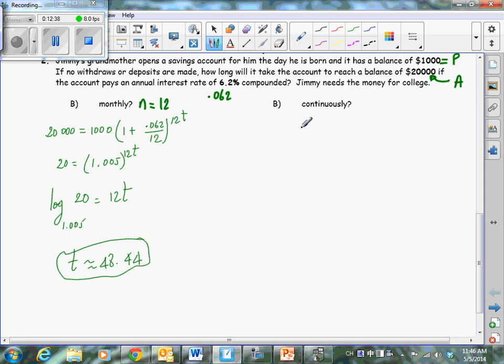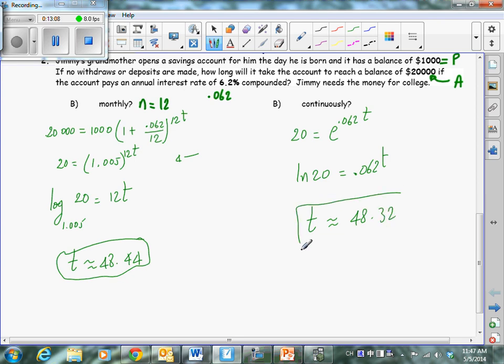Let's do it continuously now. By the way, I'll pick back up at this level, meaning 20 is equal to e to the power of 0.062 t, and I will use the natural log. That means natural log of 20 is equal to 0.062 t, and t is therefore approximately equal to what? 48.32. They are both in terms of years.